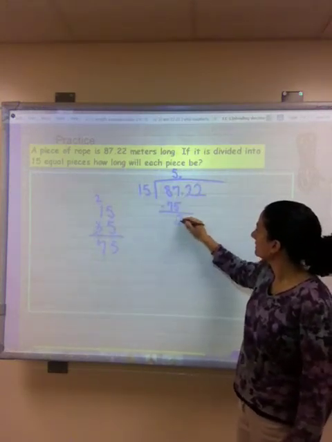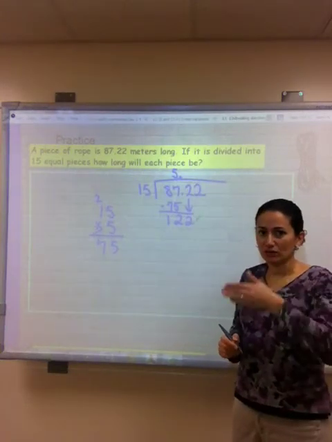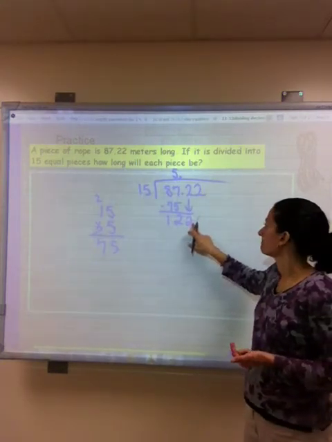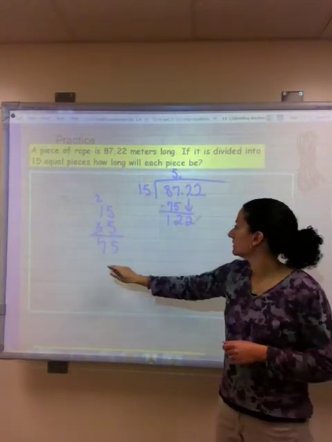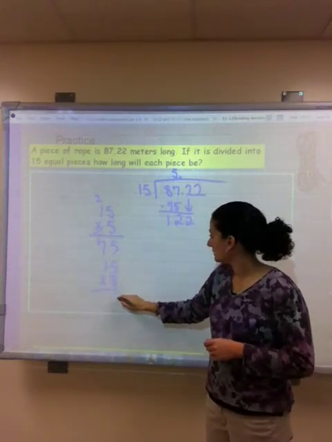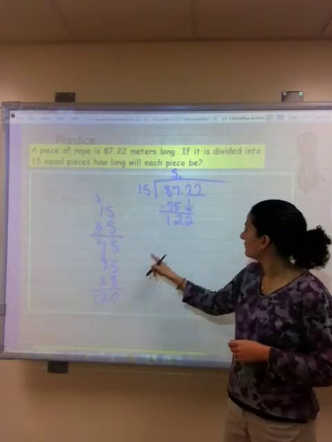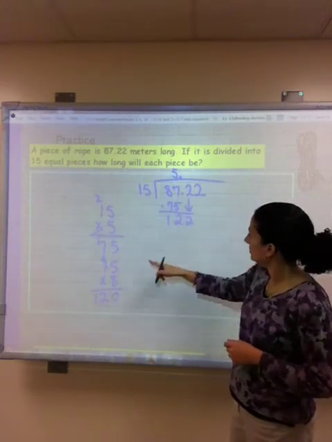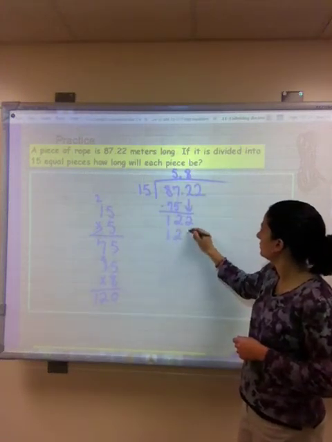Now I subtract, and I bring down. Make sure you're working neatly and you're lining up your numbers. Now I have to divide 15 into 122. I know it's going to be more than 5. I'm going to try 8. 15 times 8. 5 times 8 is 40. 1 times 8 is 8 plus 4 is 12. So I got very close to the number I'm dividing by here. So 15 goes into 122 8 times. Pop that up there because 8 times 15 is 120.